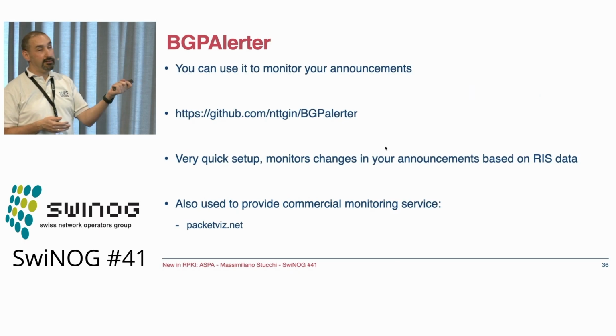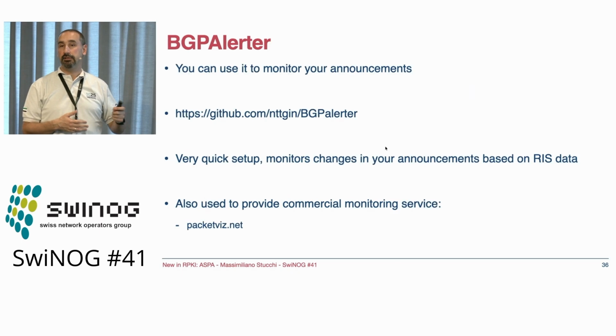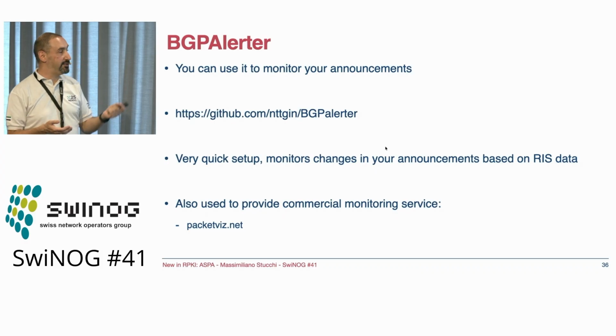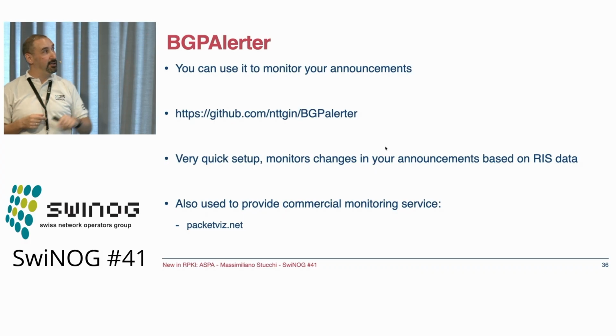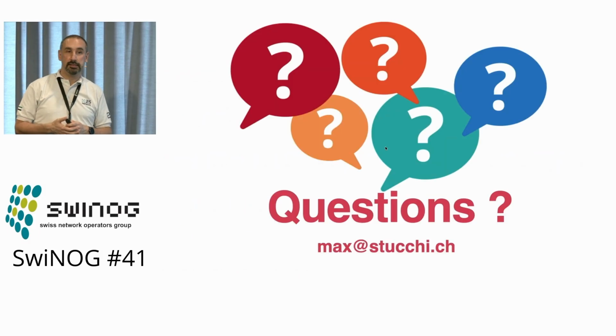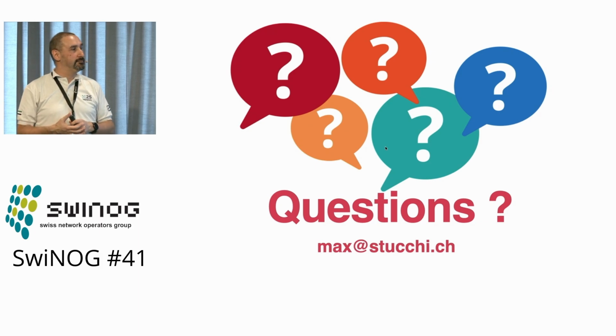Then there is BGP Alerter that I would start using to keep an eye on how my routes are and how my BGP is doing. And there are two versions. You can run the open source version directly from GitHub, or you can go on packetviz.net and get a commercial service that does that, and it uses the open source version. And then if you have any questions, I'm here. Thank you.